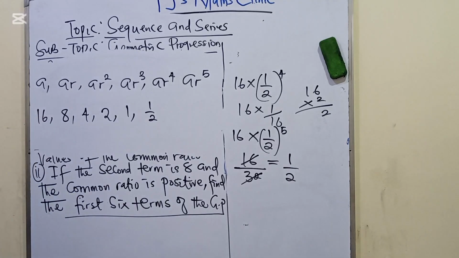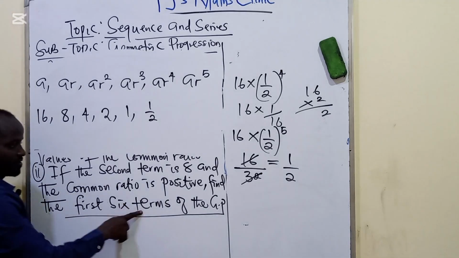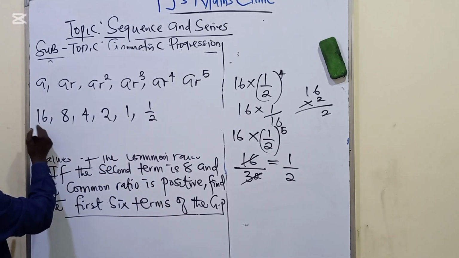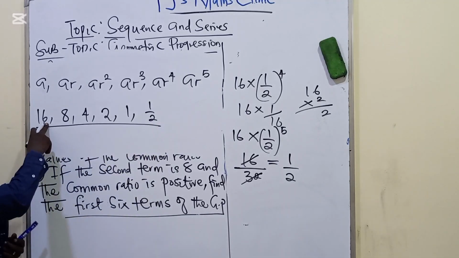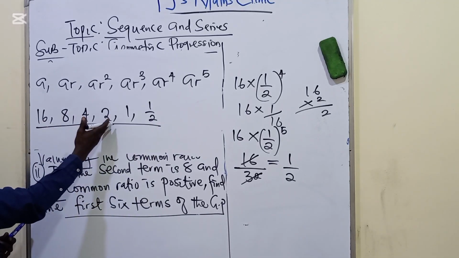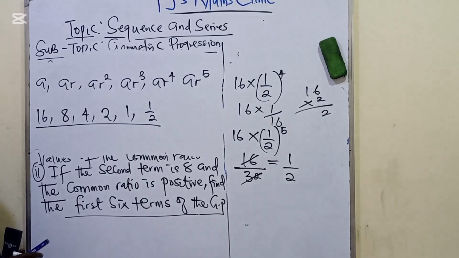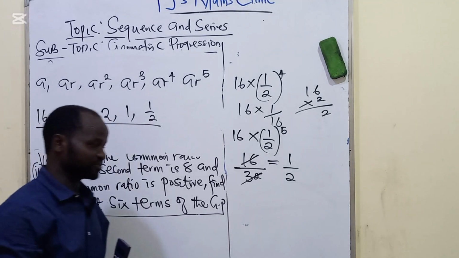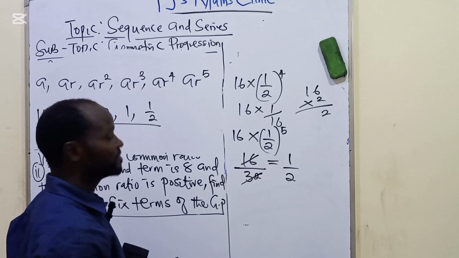So we are asked what? Find the first 6 terms of the GP. So the first 6 terms of the GP are 16, 8, 4, 2, 1, then half. So these are the first 6 terms of the GP. So this is the solution to Roman numeral 2.